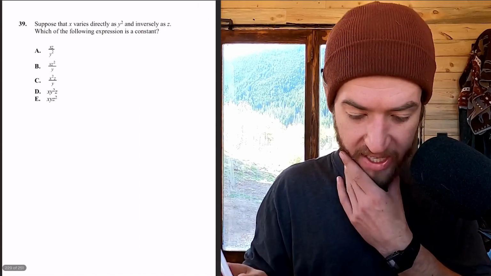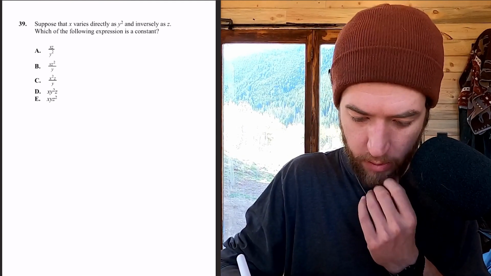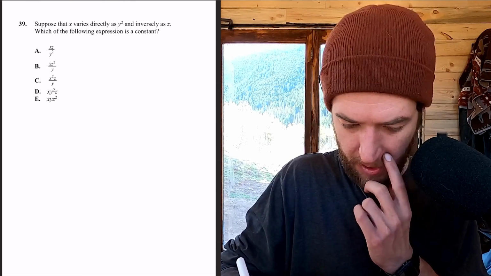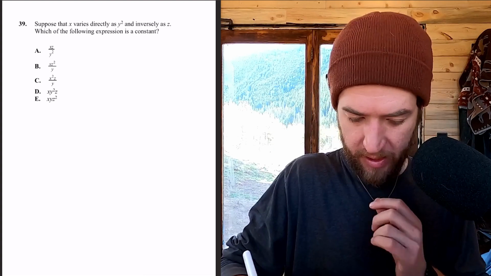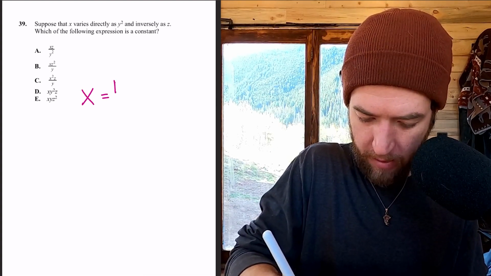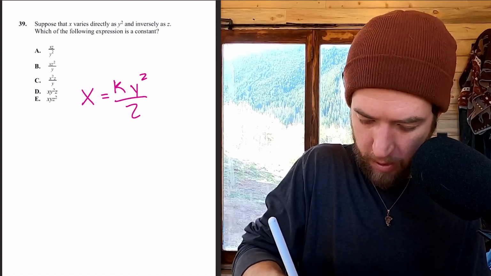All right, suppose that x varies directly as y squared and inversely as z. Which of the following expressions is a constant? So x varies, meaning there's a constant, directly with y squared and inversely with z.